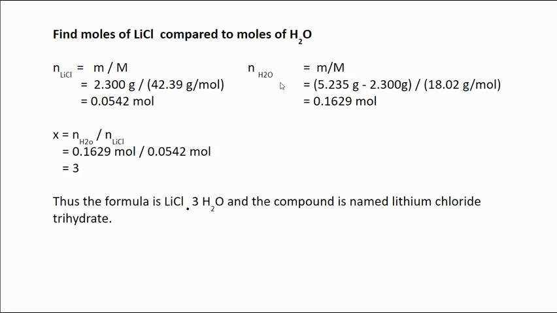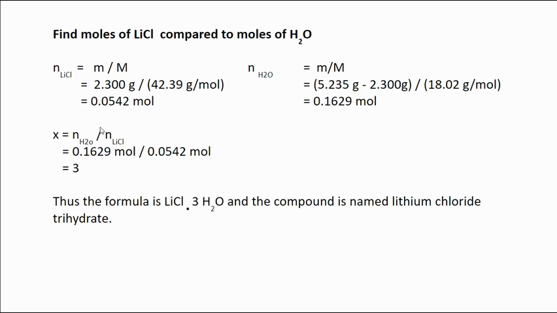Now I'm going to do the same thing for my water, but if you look at the question, look at the data you were given, you had the mass of the hydrate before, the mass of the anhydrous form. So the mass of water must have been the difference between the two. So that's after we have boiled it off. So I'm going to subtract those two values, and then I'm going to divide it by the molar mass of water. And here we have it.